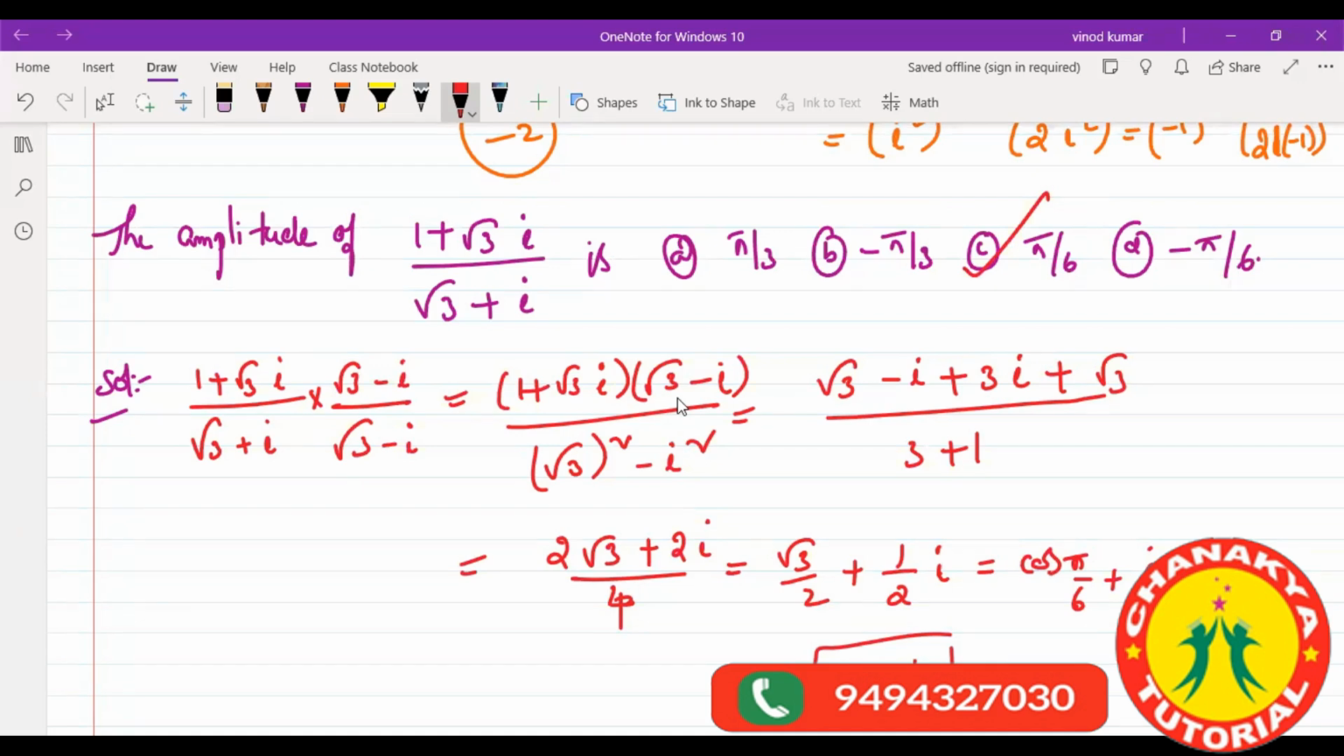Yes, sir. Cos pi by 6 plus i sin pi by 6. Root 3 by 2 value is cos 30, 1 by 2 is sin 30. Cos 30 plus i sin 30 is that answer.